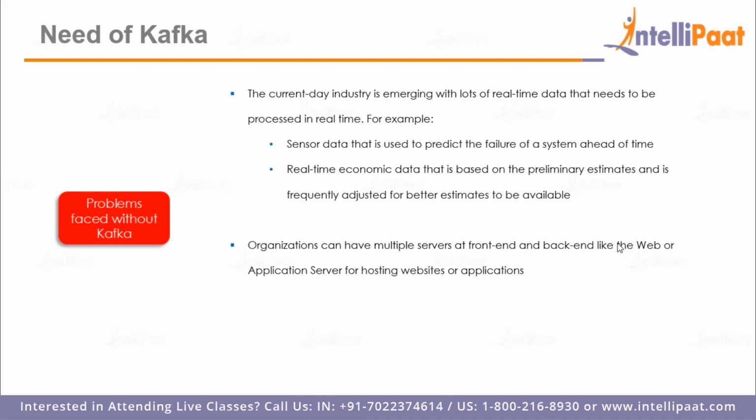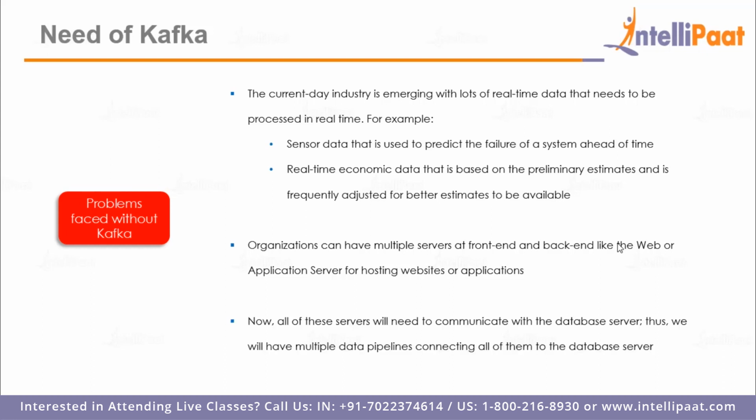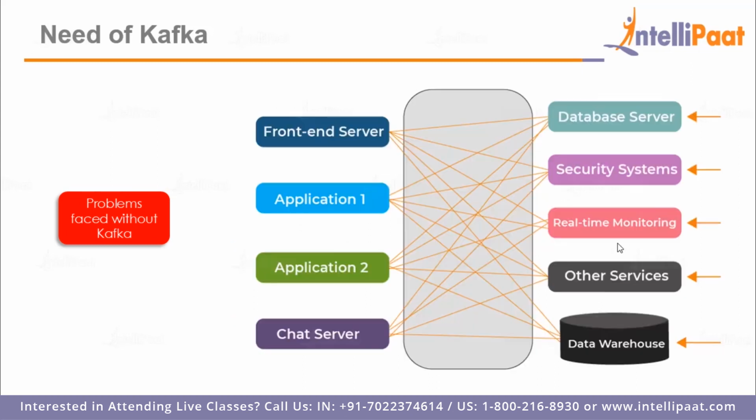Now, what happens is all of the organizations can have multiple servers at the front end and back end. So we can have multiple servers at the front end like web application server for hosting websites or applications. And we can also have a lot of back end servers. Now, all of these servers will need to communicate with the database server. Thus, we'll have multiple data pipelines connecting all of them to the database server. So this is what we have.